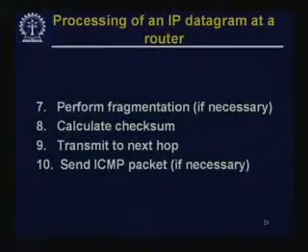Then you calculate the checksum, which is for error correction, as we know, and transmit to the next hop. Okay. Or send an ICMP packet if necessary. ICMP is for Internet Control Message Protocol. So, routers may use ICMP packets for talking to each other and sending various messages if necessary. We will see one example at least now and more later.